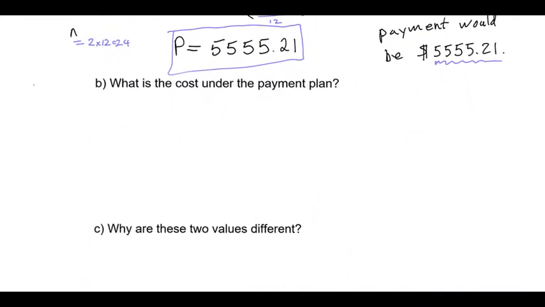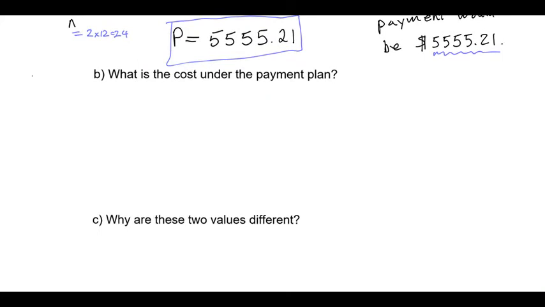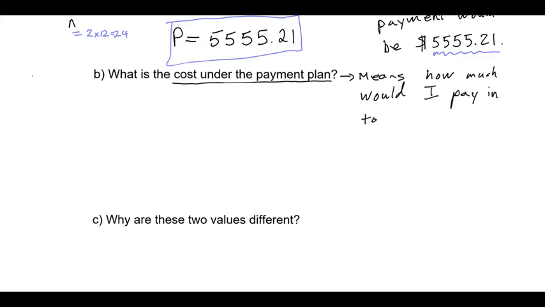Okay, now, the next question. Notice we're leaving $5,555.21 here, and it asks us what is the cost under the payment plan. This means how much money would I pay if I was paying the $240 for the 24 months. In essence, we're looking for the total amount of money we put in if we decided to pay the $240 for the 24 months.